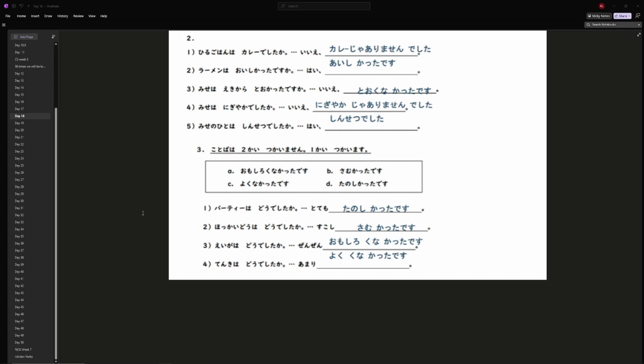And then our last one. Tenki wa do deshita ka?